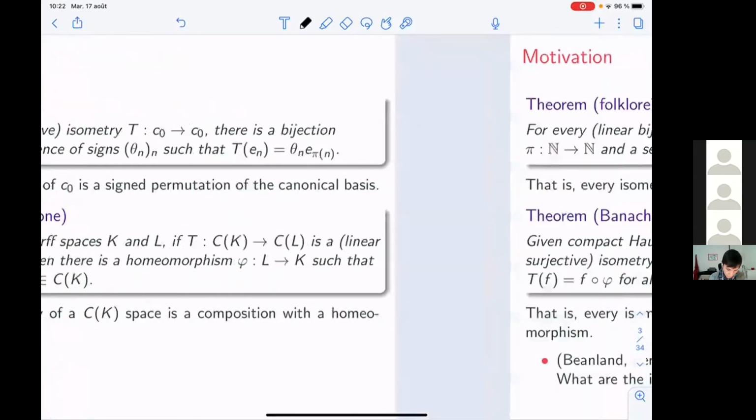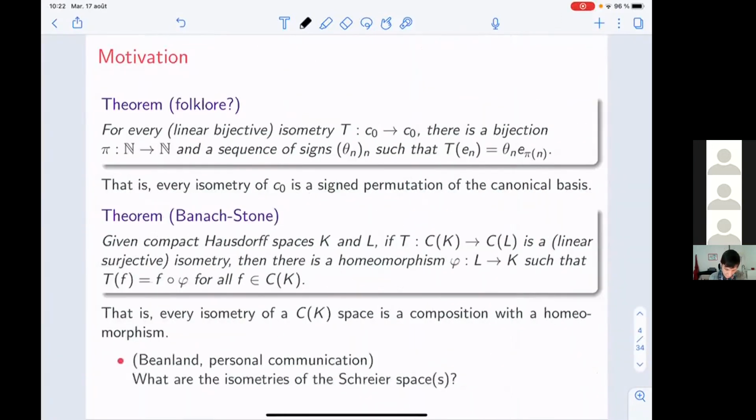And so indeed, Kevin, when we visited Virginia in, I think it was 2018 maybe, posed this question: what are the isometries of the Schreier spaces?